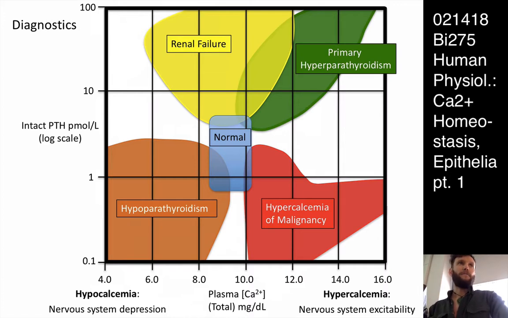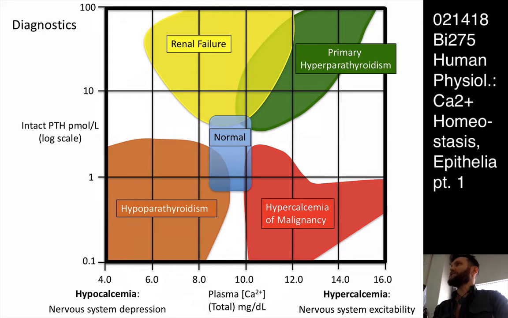Your serum level of calcium can be indicative of various disease states, particularly when it is cross-referenced with the serum level of parathyroid hormone. So that's what we're looking at here, the cross-reference of parathyroid hormone and calcium in the serum. This blue box in the middle is the normal range. Along the x-axis, that's the reference range I was talking about, about 9 milligrams per deciliter, up to a little above 10.4 milligrams per deciliter of calcium.